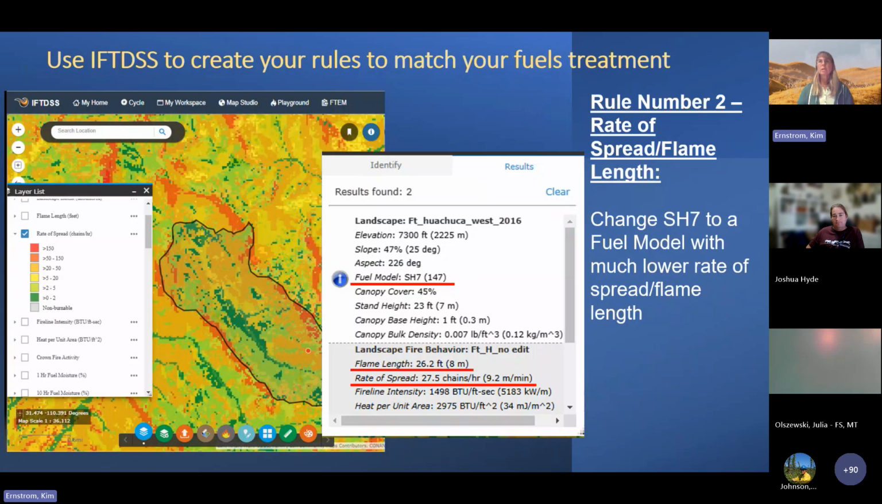Rule number 2 is that shrub model, remember I wanted to reduce the flame lengths and the rates of spread. So in this case, I'm going to come up with a fuel model that's different than a shrub model, because you can see in here when I ran my fire behavior on rate of spread, that's what the legend is over here. And if you query the landscape, you'll get all the outputs, but I can see my flame length and my rate of spread is quite high. 26-foot flames, that's a little too high for us. And our spread rate's a little too fast. So we're going to need to change that fuel model.